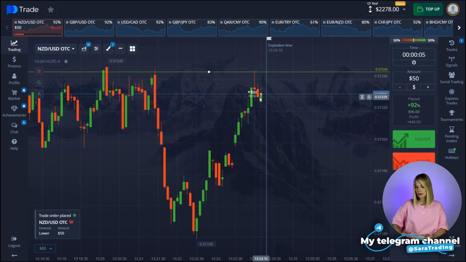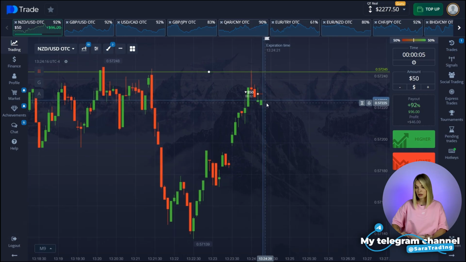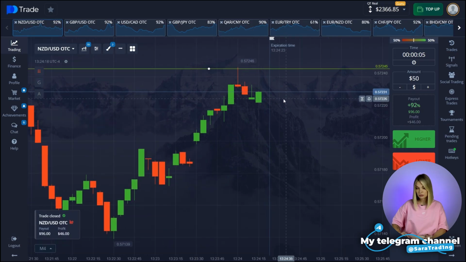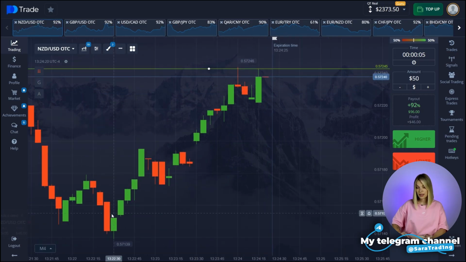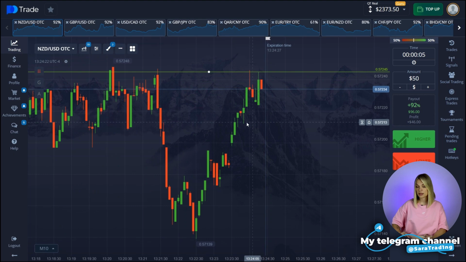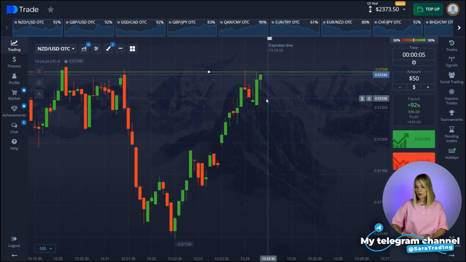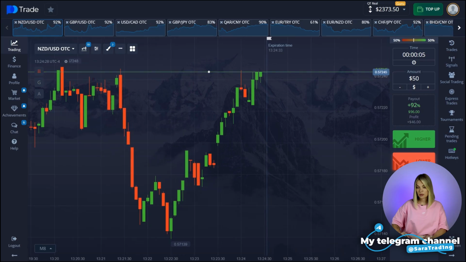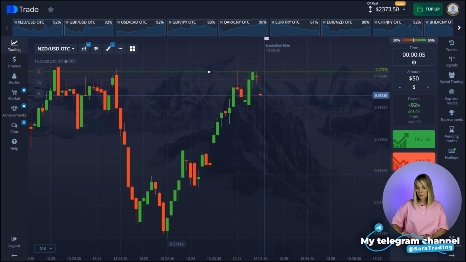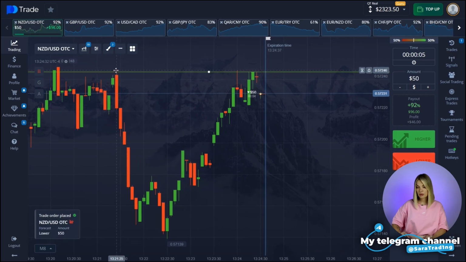The last candle was red. We open according to the color of the last candle. The transaction ended at plus $46. Here we are also waiting for movement. A reversal may occur from the level. The last candle is red, open down.